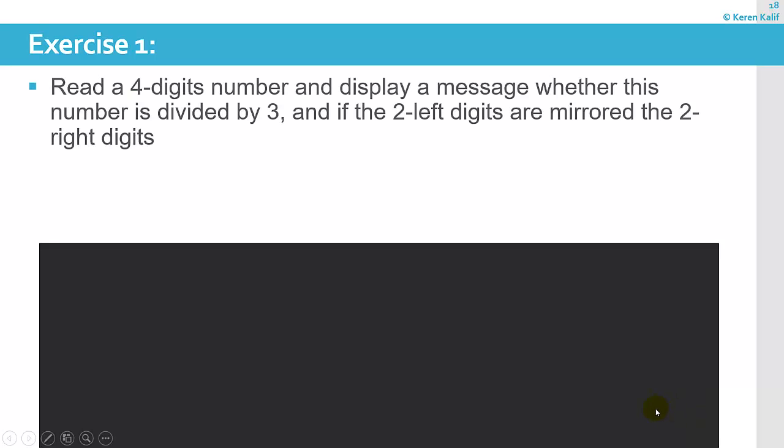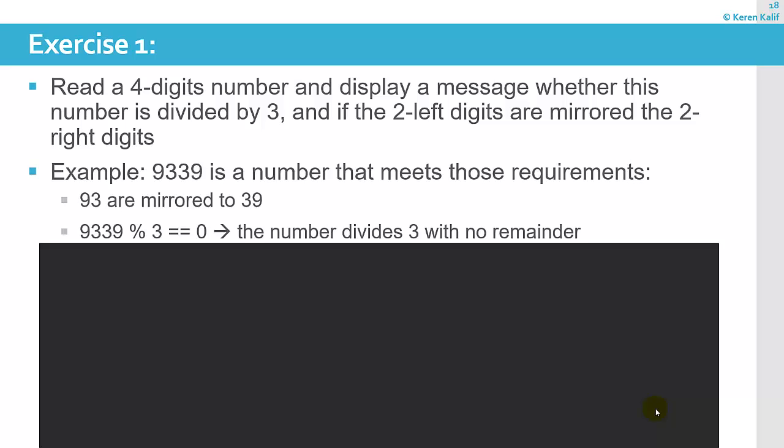Okay, let's have an exercise. Read the 4 digits number, display the message whether this number is divided by 3 and if the two left digits are mirrored to the second right digits. Let's see an example of what it means.